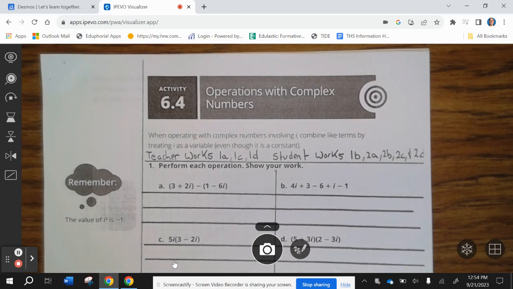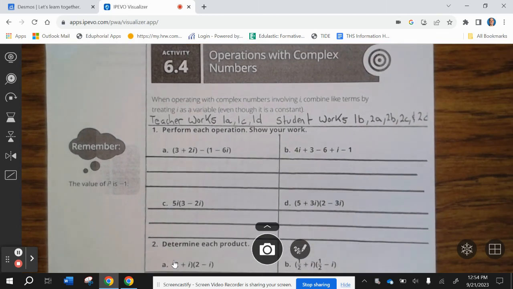Today we're in activity 6.4, operations with complex numbers. When operating with complex numbers involving i, combine like terms by treating i as a variable even though it is a constant. All right, teacher's going to work 1a, so let's do that.